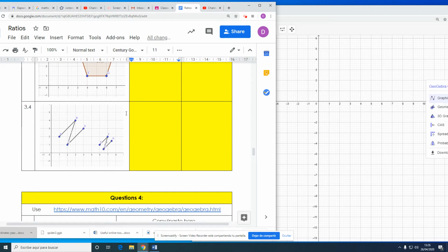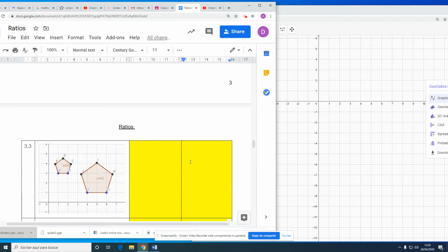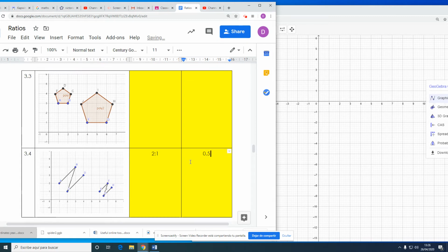These questions are the same as well. You just have to pick out which side to use. Now in this one, the side A to B, that's like 2 diagonal squares, and this is only 1 diagonal square. So that one would be 2 to 1, which is getting smaller. So it's a reduction. Scale factor 0.5, because it's half as big as the first one.